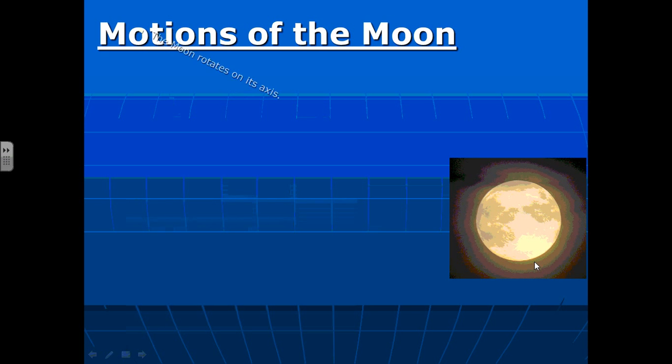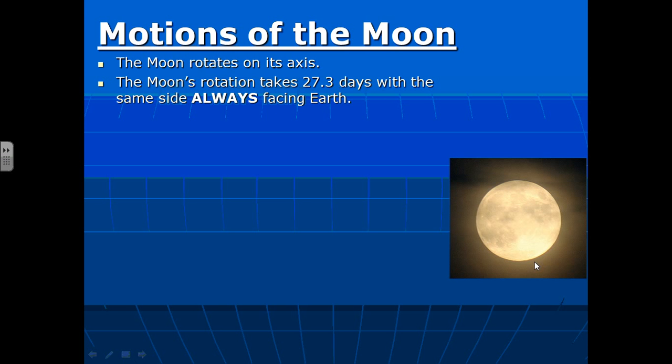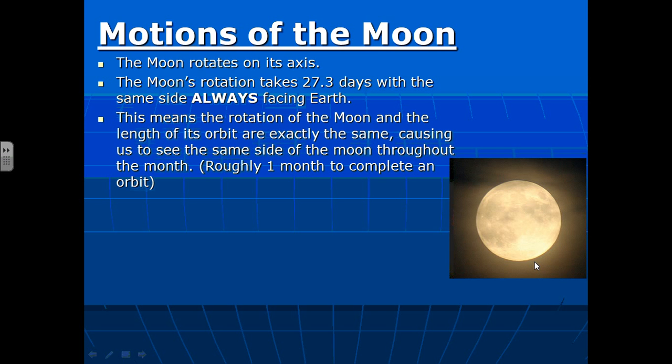Motion of the moon. The moon rotates on its axis. Yes, the moon has an axis just like the Earth has an axis. The moon's rotation takes 27.3 days with the same side always facing Earth. So we always see the same side of the moon. This means the rotation of the moon and the length of its orbit are exactly the same, causing us to see the same side of the moon throughout the month. It takes roughly 1 month for the moon to complete its orbit around the Earth.